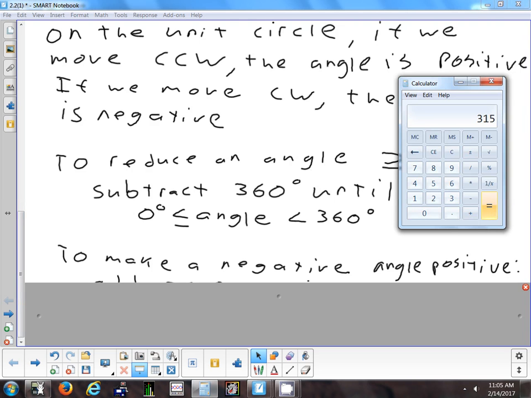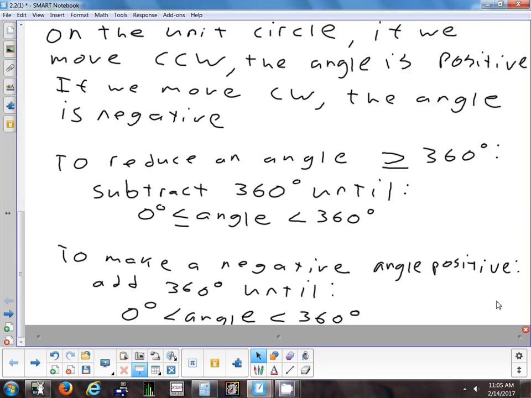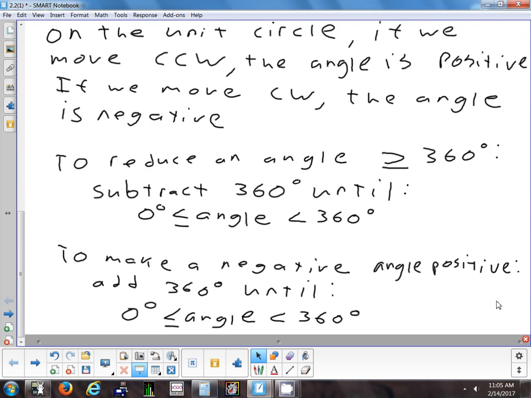Or if I said, what did I say, negative 315? I don't remember what I said. If you asked me to work with this angle, I would add 360 to it. It's the same as working with that angle. Okay, so you can add or subtract 360 as many times as you want. The goal is to get an angle between 0 and 360. That's the easiest way to figure out the coordinate.